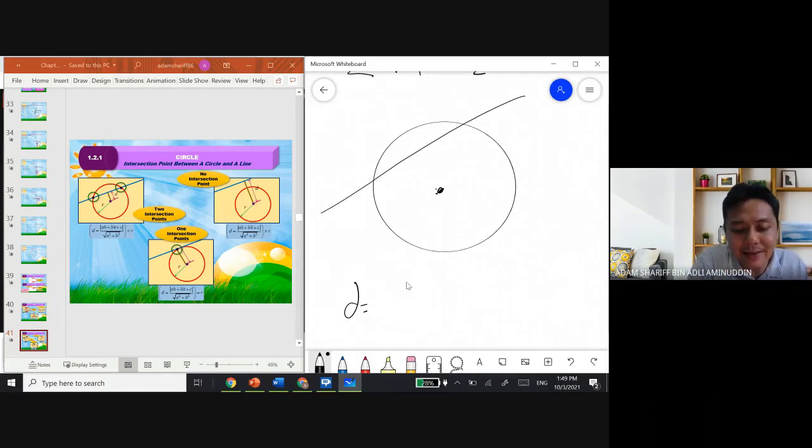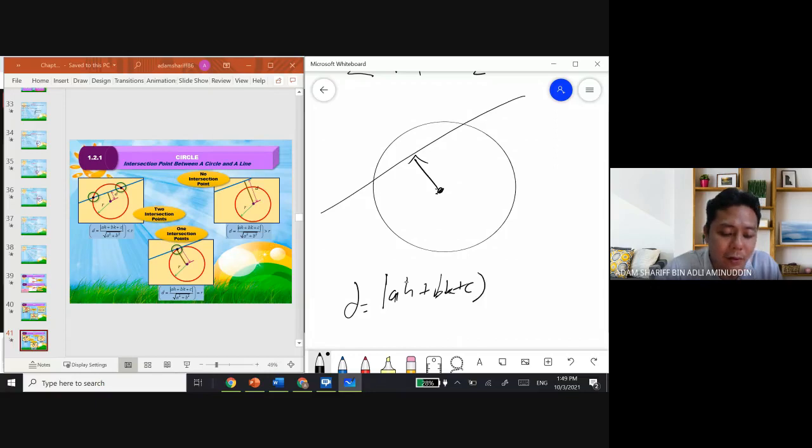Point dengan straight line, formula dia apa? Inilah AH plus BK plus C over the square root of A squared plus B squared. Okay, if it is smaller than the radius, of course dia ada intersection point dia pada dua tempat. Kalau dia lebih besar daripada radius, jauh, maka dia tiada intersection point. And if it only touch only at a single point, maksudnya jarak dia sama dengan radius.